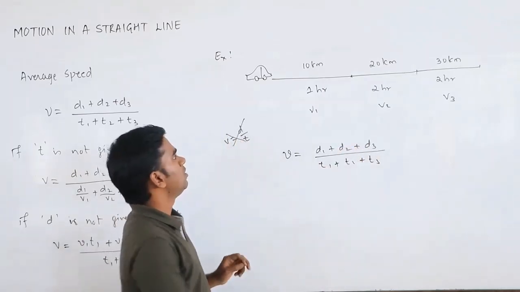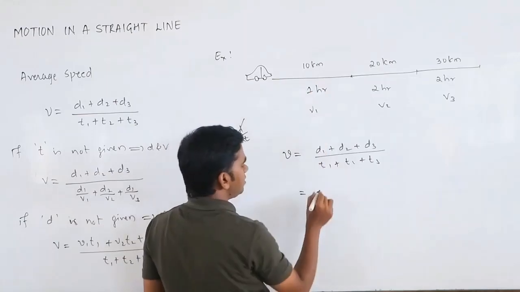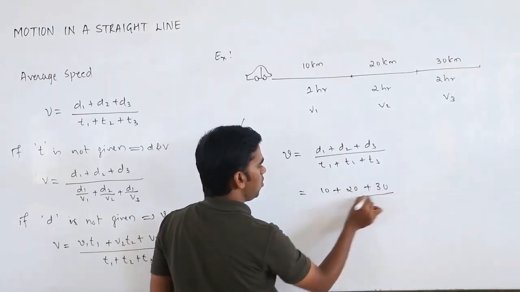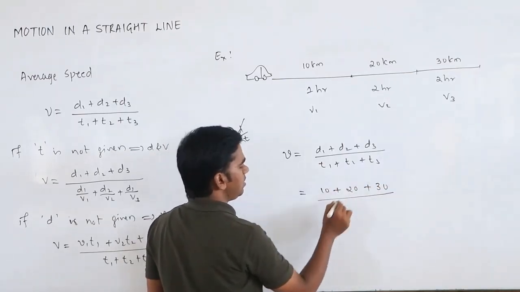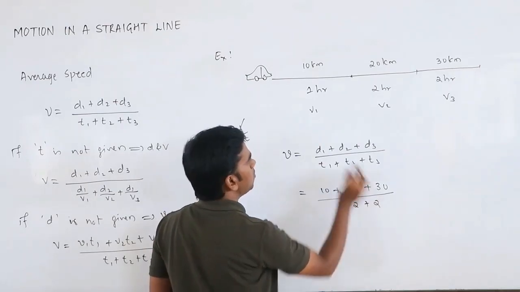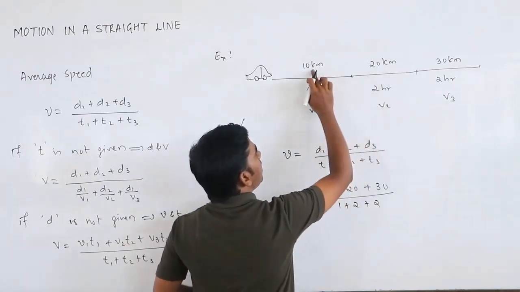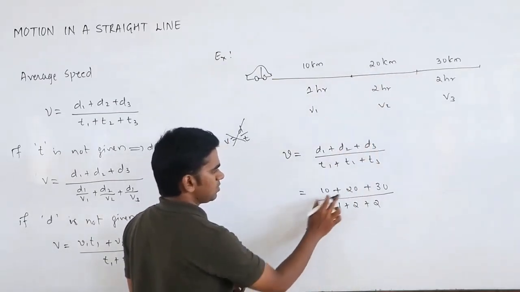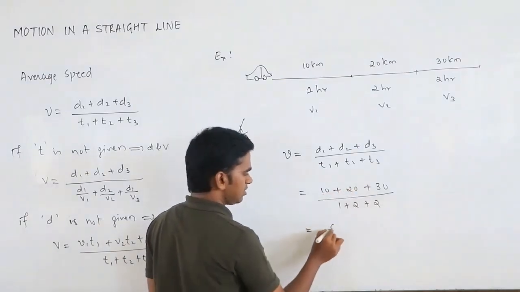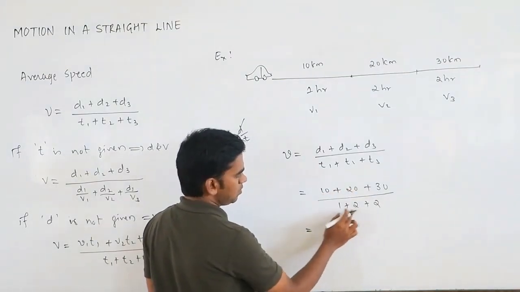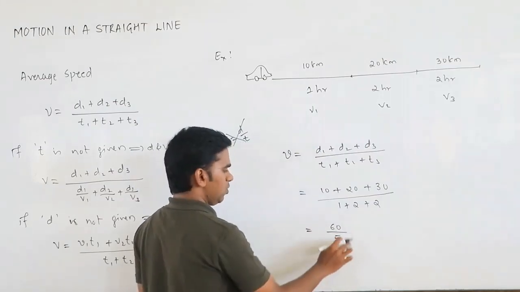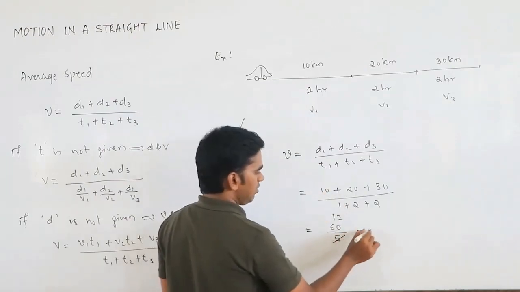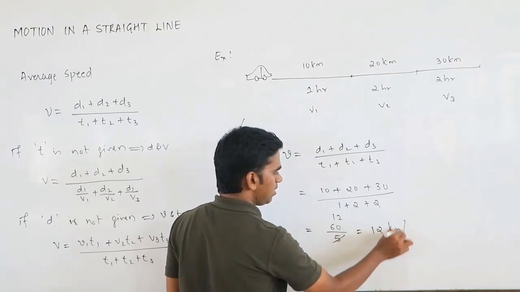Okay. So what is d1? d1 is 10. What is d2? d2 is 20. What is d3? d3 is 30, whole divided by t1, t2, t3. So 1 plus 2 plus 2: 1 hour, 2 hour, 2 hour. 10 kilometer, 20 kilometer, 30 kilometer. Okay. So 20 plus 10 is 30, plus 30 is 60, and 60 divided by 5 will become what? 5 twelves are 60. Okay, so you will get the answer as 12 kilometer per hour.